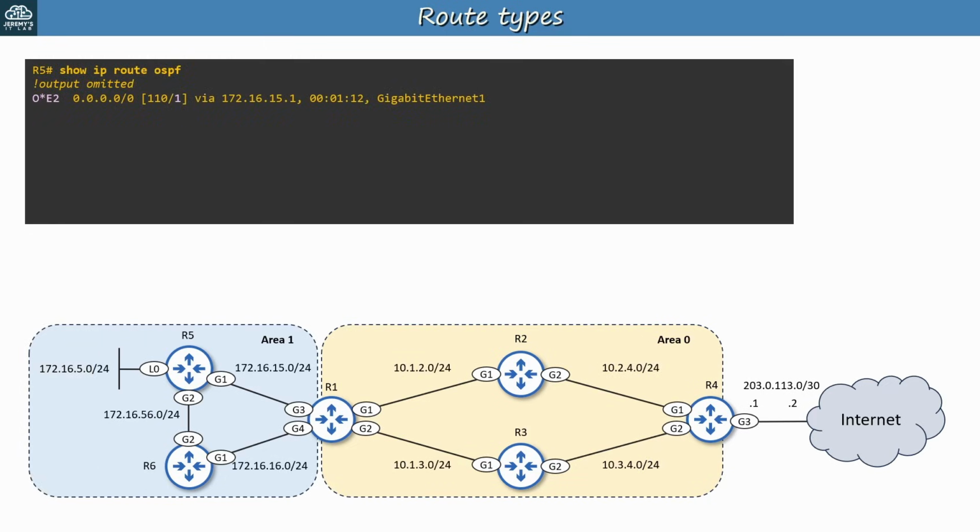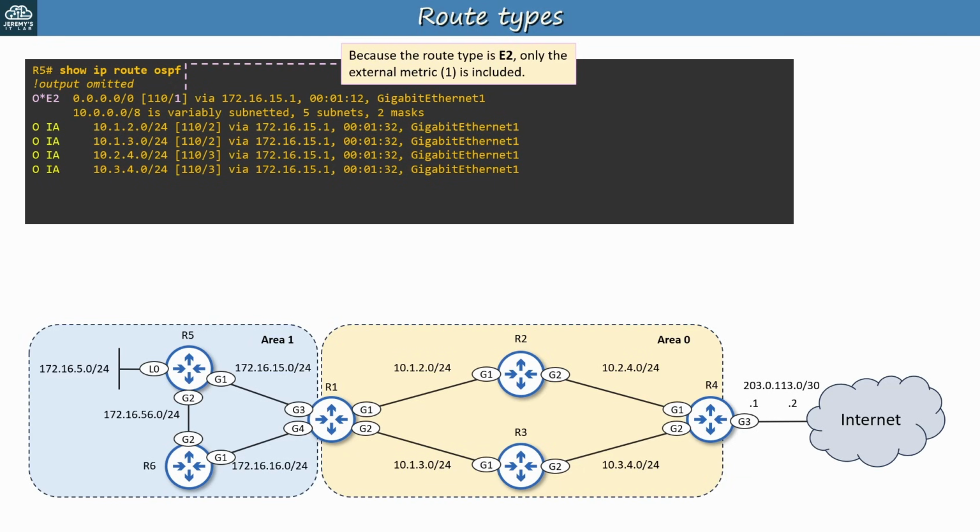Here is R5's routing table. First, at the top, you can see the default route from R4 with the route type O E2, a Type 2 external route. Because the route type is E2, only the external metric of 1 is included. The cost for R5 to actually reach R4 isn't included in the route's metric.